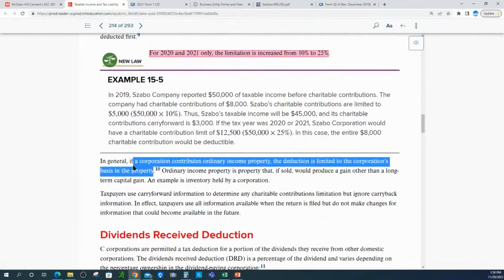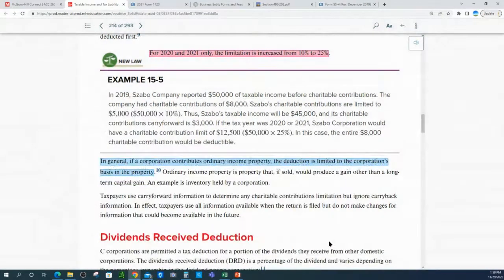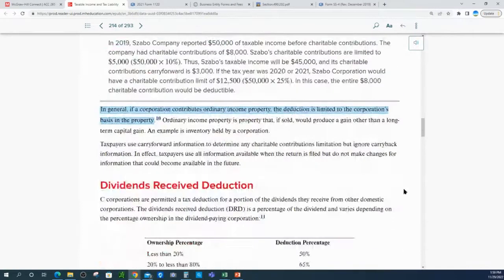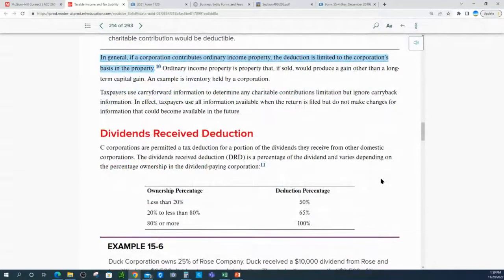Also, if the corporation contributes ordinary income property, then the deduction is limited to whatever their basis is. So inventory items, that's anything that would generate ordinary income. Of course, for corporations, it's all ordinary income. There's no special income. There is no carryback information. It's only carry forward for 5 years. Questions about charitable contributions? All right.